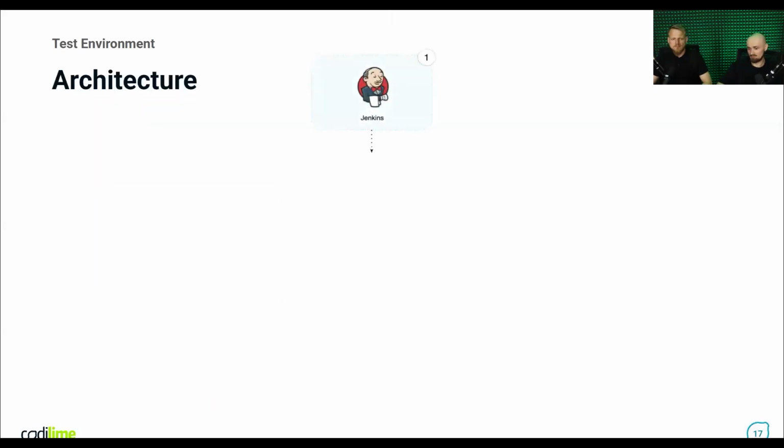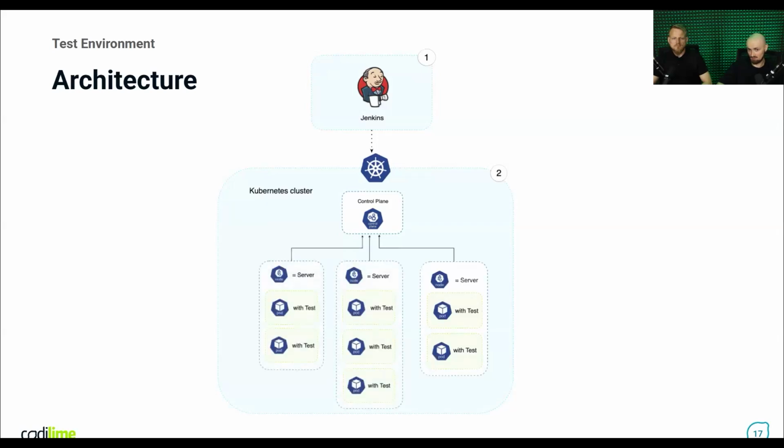In our setup, Jenkins is our CI system. We connect it to the Kubernetes cluster, starting with the control plane. Then we have our nodes, the same servers I showed you earlier. These nodes are where Jenkins actually triggers the tests, but now inside the pods.